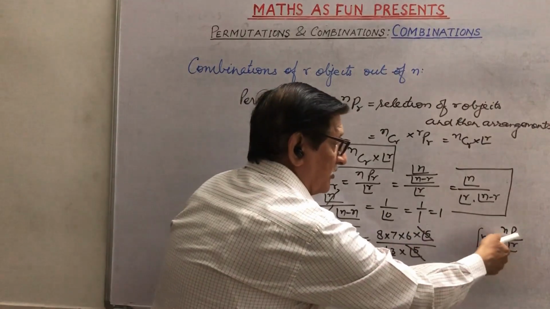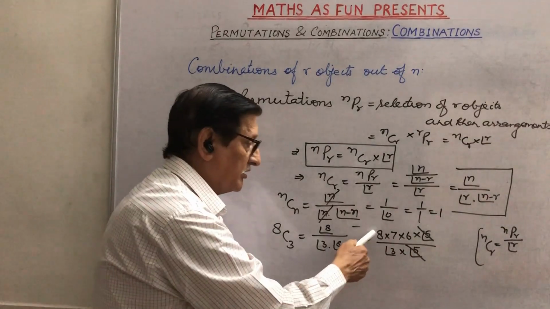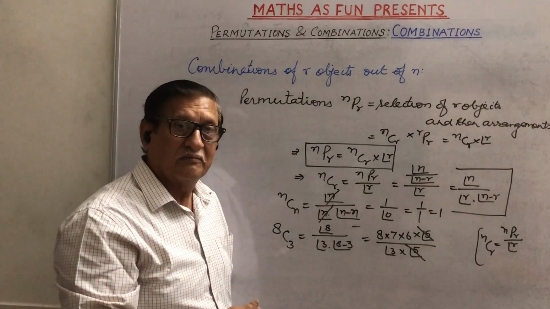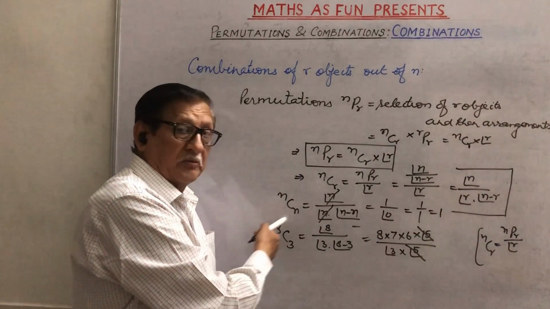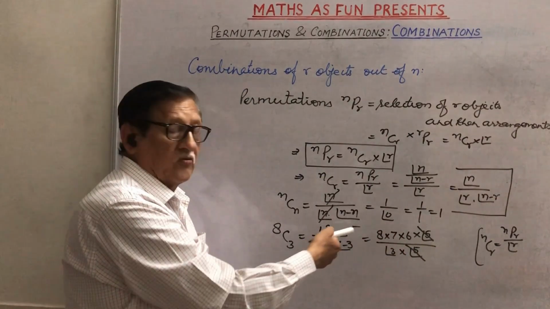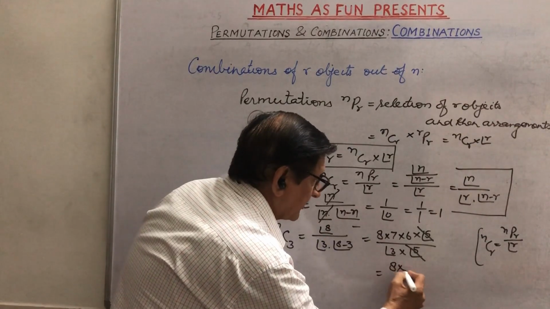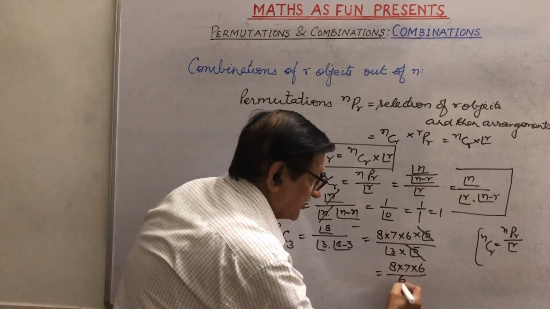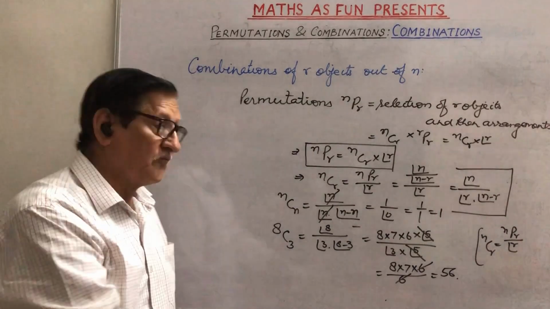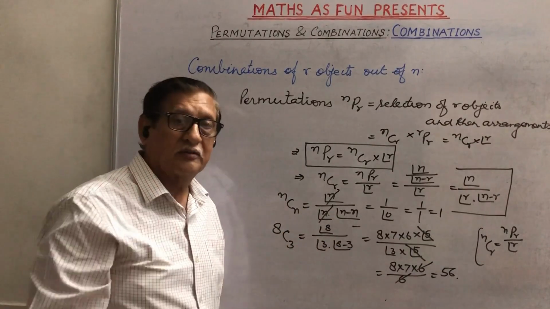In case we want to find out the value of 8P3, we have learned we can directly multiply the three numbers starting from 8, that is 8 into 7 into 6, and here comes divided by factorial 3. As many is the value of r, that many numbers starting from the value of n we take and divide by the value of factorial r. Is it equal to 8 into 7 into 6 upon 6? 6 cancels, this comes as 56. Like this we can find out the value of nCr for any value of n or r.